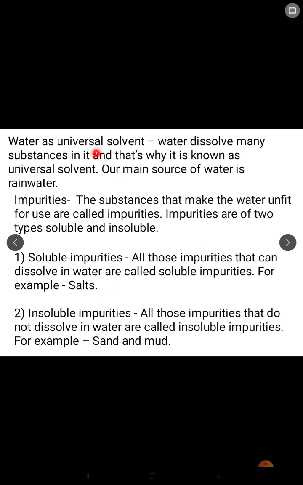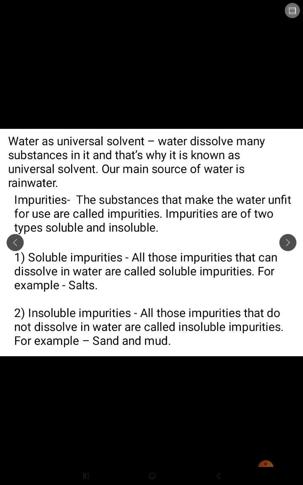Now, water as universal solvent. So why is water known as universal solvent? Water dissolves many substances in it, and that's why it is known as universal solvent. Our main source of water is rainwater.